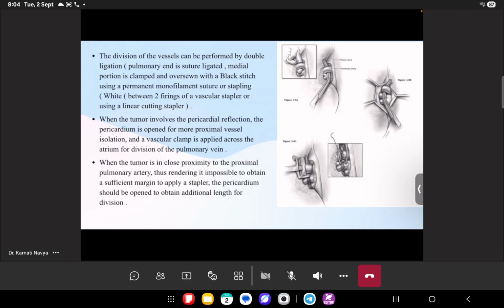This is an image showing the looping of the pulmonary artery. In olden days, surgeons used to prefer looping it with a finger or looping it with blunt forceps.